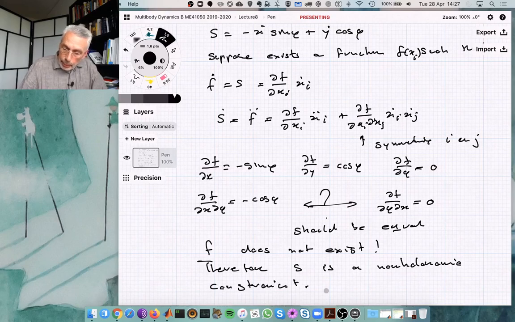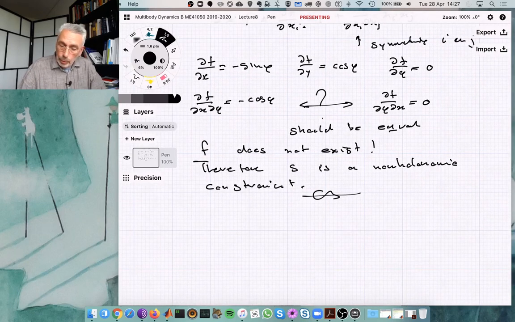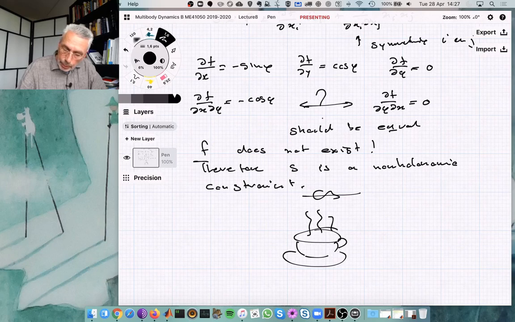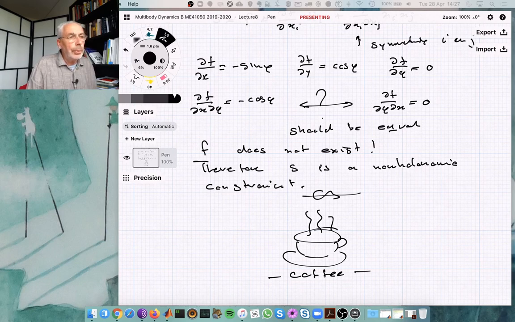Okay, so end intermezzo. And looking at the clock, I would also say let's do the coffee break now. And after the coffee break we continue with deriving the equations of motion for a non-holonomic constraint mechanical system. Okie dokie. Let's stop the recording.